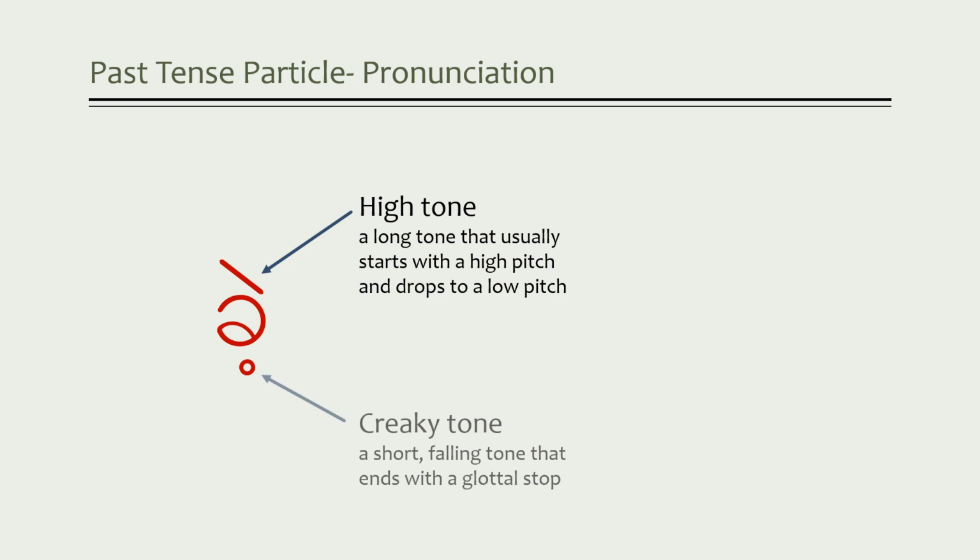However, it also has this symbol, which changes the high tone to a creaky tone, a short, falling tone that ends with a glottal stop. So, the pronunciation is ke or ge. And I'll explain which one to use a little later in this lesson.